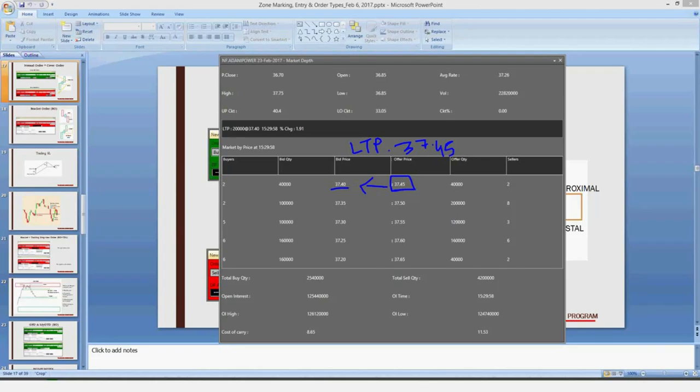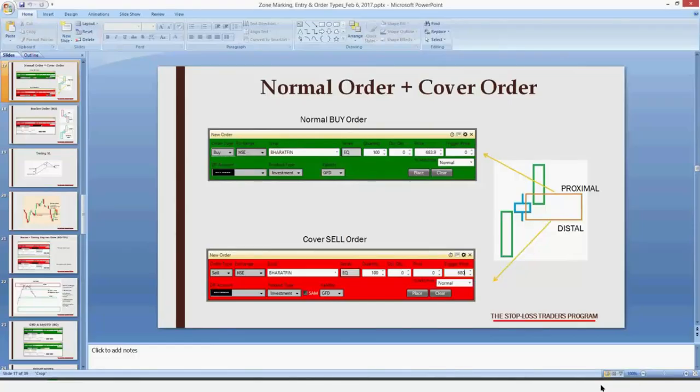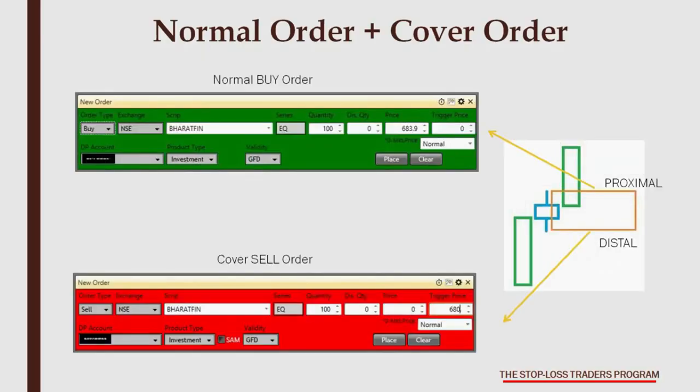Then we are going to mention the quantity. Now how we are going to arrive at this quantity, we are going to discuss that part in the trade plan session. But just for your understanding, let's say I place an order for 100 shares at this price. Now if I'm marking my zone wick to wick, this 683.35 is which level? The level 1 or level 2? Level 1. Why?